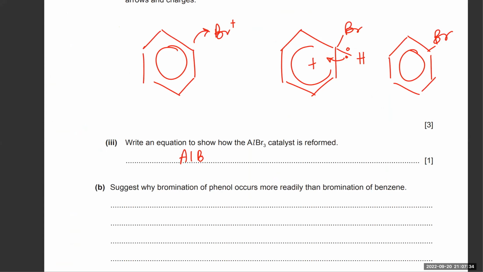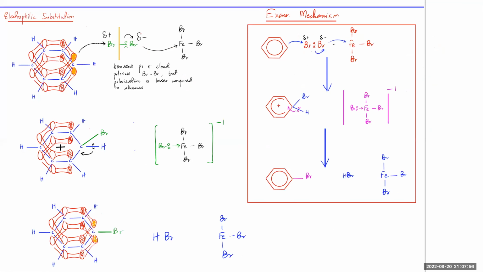So the catalyst will initially accept the negative Br ion. It will become AlBr4 and it's going to have a -1 charge. When the H+1 is released, that H+1 goes and attracts the Br and it forms HBr, and the AlBr3 catalyst gets reformed.